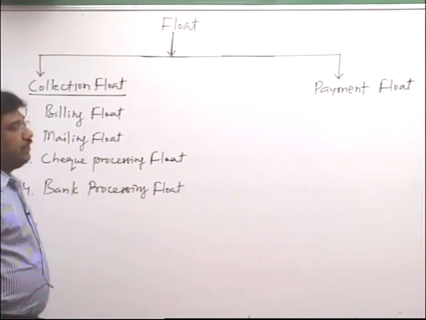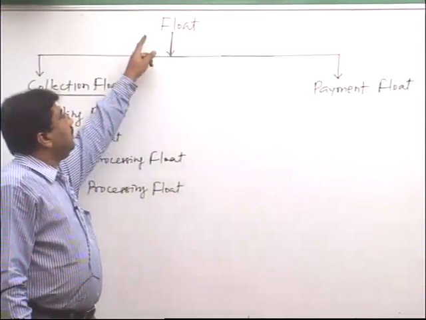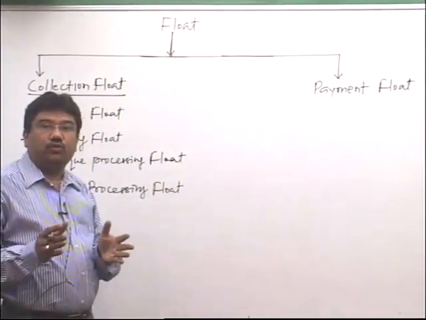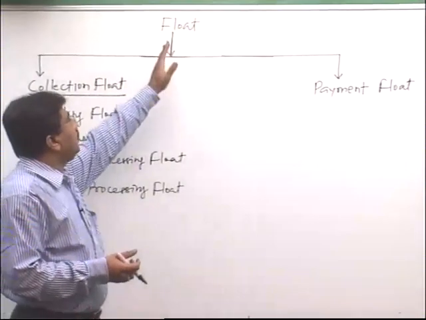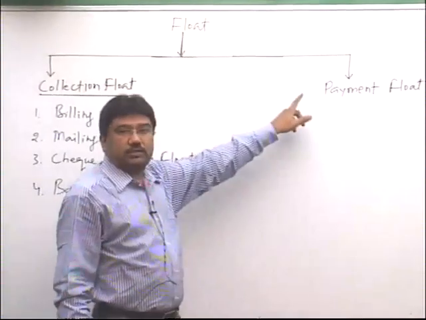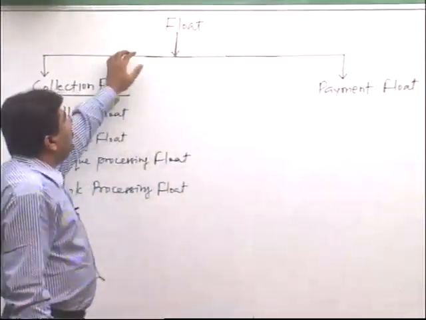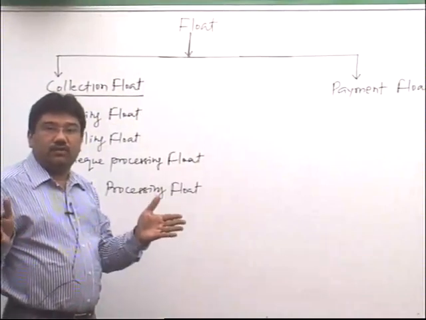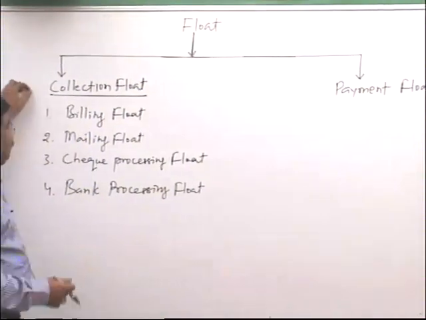Now all the students please pay attention. First, meaning of float. Float means the time gap between any two events. Now these floats are of two types. So first we will define what is collection float and what is payment float. The meaning of only float is that it is a time gap between any two events. Now what is collection float?